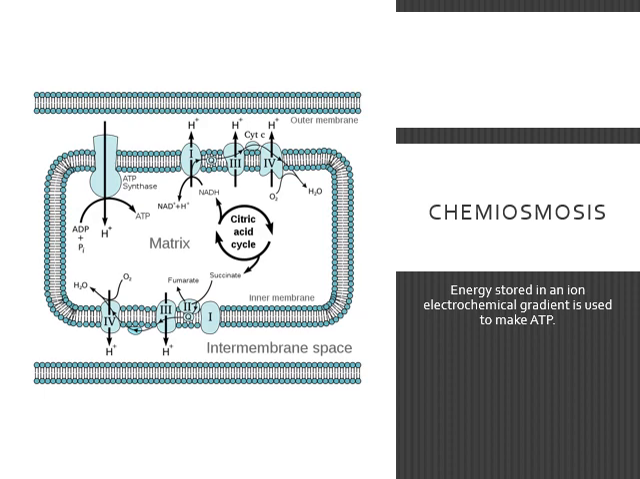ATP synthase is a channel. It will let these hydrogen ions through. But as they go through, they spin it. They make it rotate. The kinetic energy of that rotation is then transferred to take an adenosine diphosphate and a phosphate and squish them together.